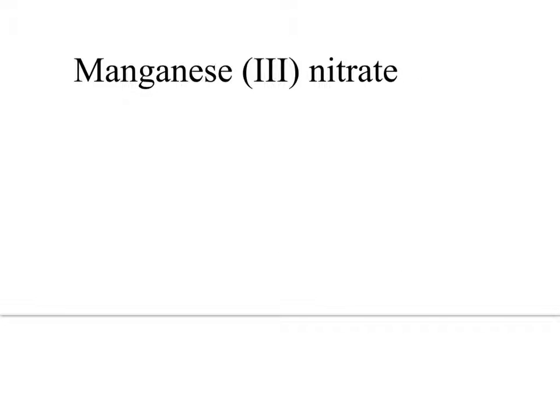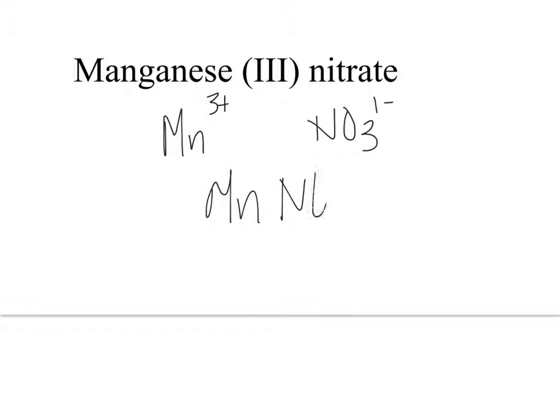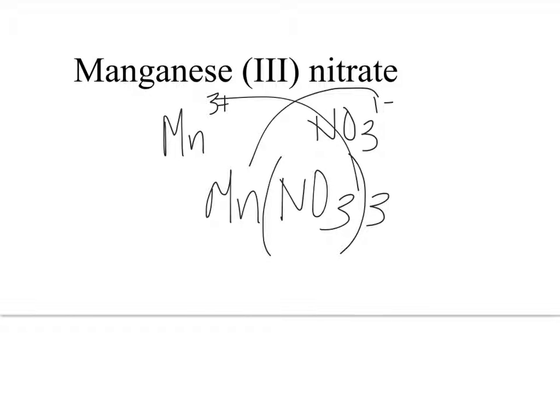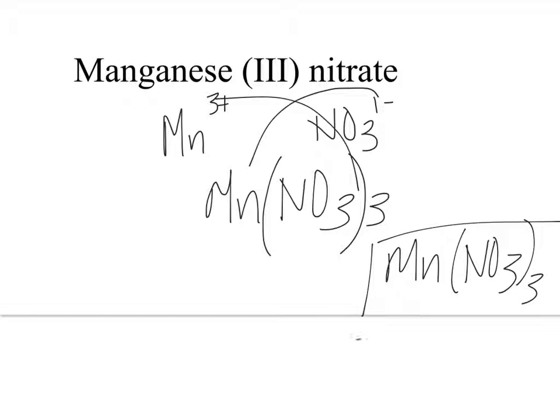Okay, in this instance we have manganese 3 nitrate. Manganese is 3 plus in this instance. Nitrate is NO3, and it's a 1 minus. So when you write them down here, Mn NO3, this 3 comes down here, and to prevent it from looking like 33, you've got to put the nitrate in parentheses. The 1 goes there, and so it's Mn(NO3)3. That is manganese 3 nitrate.